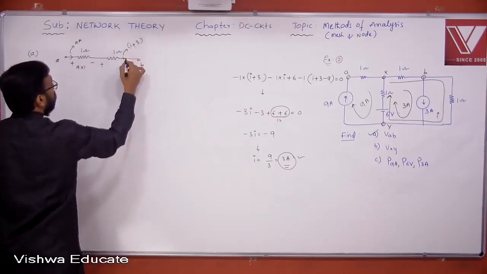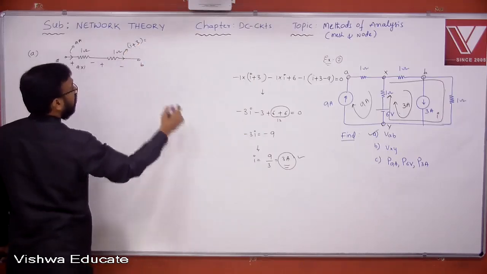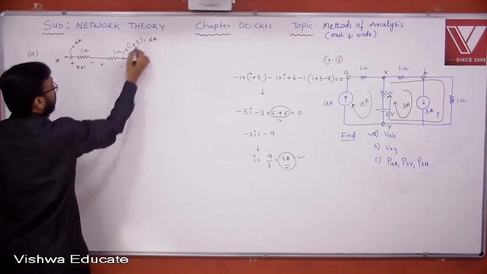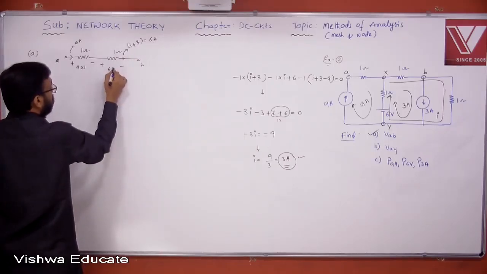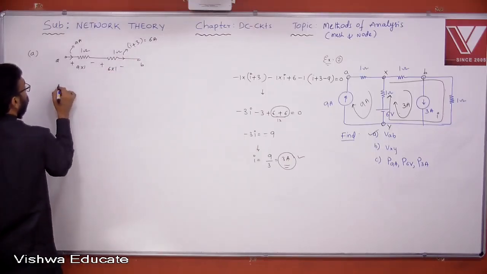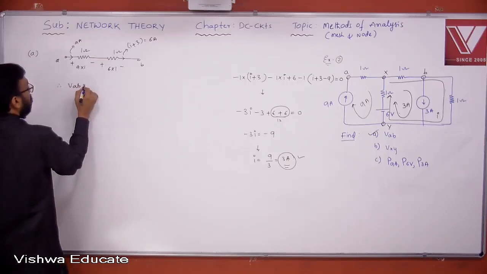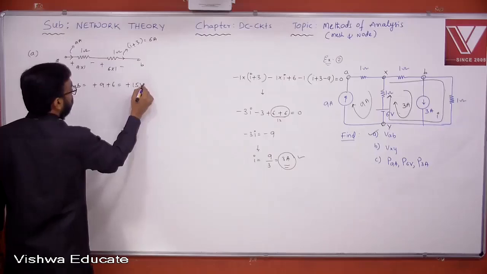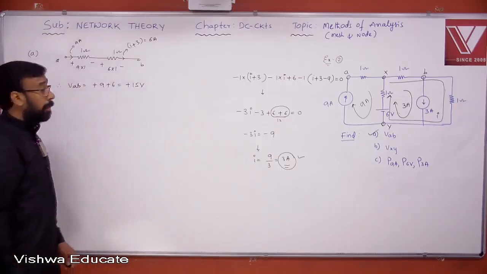So therefore, what is I plus 3 actually here? I is nothing but 3. 3 plus 3, 6 amperes. Therefore, 6 into 1, this is 6 volt, right? 6 into 1, 6 volt. Therefore, VAB will become plus 9 and plus 6. This is plus 15. Understand all of you? Okay.